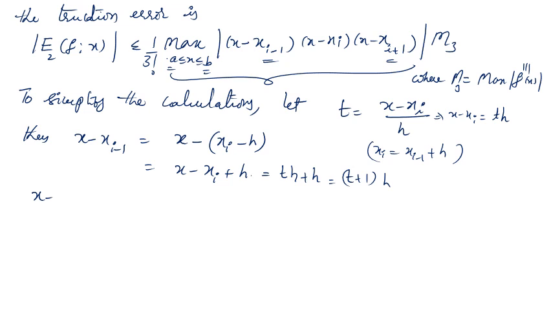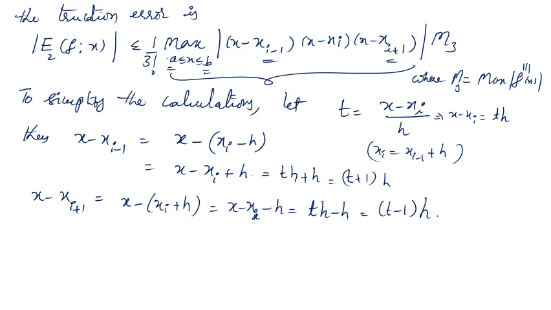Same logic for the other one, x minus xi plus 1. Xi plus 1 can be written as xi plus h, since it is equispaced data. So this is x minus xi minus h. X minus xi is th. So this is t minus 1 into h.